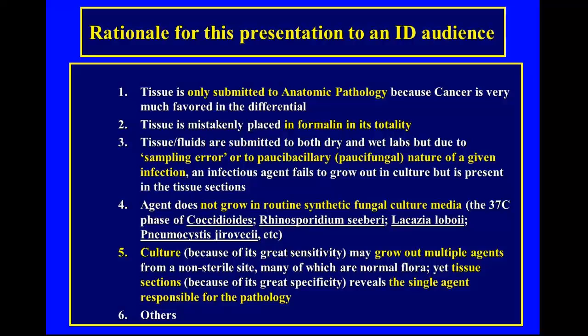Some of those may be normal flora, which is the one that's really authentically causing the disease. Tissue sections are very specific, but they may not be very sensitive. What you see is what you get. There's no amplification like culture, but they show inflammation around an agent that may be the real one, and necrosis. So they may reveal, of those several ones, the single agent that is ultimately the true one responsible for the pathology. These are just five scenarios. There's many others. Basically, this was just to motivate why we're following today the morphologic aspects of mycology in tissue.